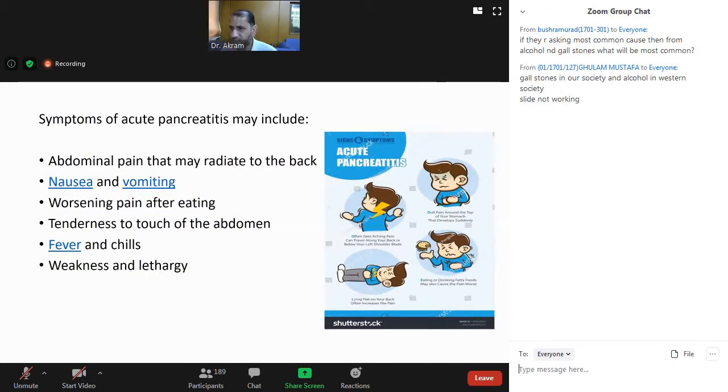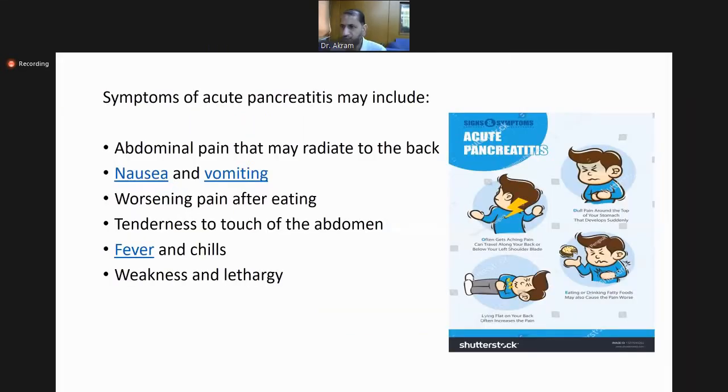So this is the scenario of acid disease. This is the scenario of acute cholecystitis. This is acute pancreatitis.